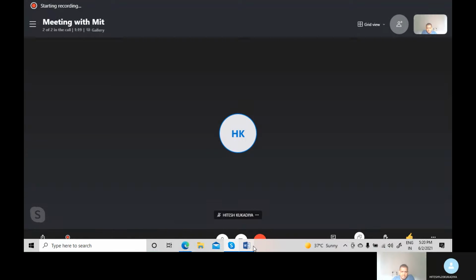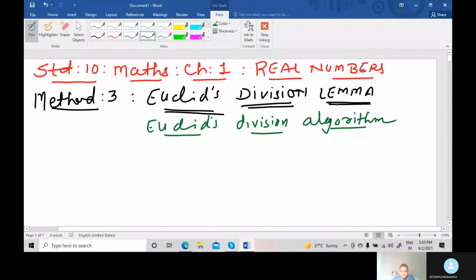In mathematics subject, chapter number 1, real numbers, we have completed 2 methods. Now we start the method number 3, Euclid's division lemma. Otherwise, you can say Euclid's division algorithm. Okay. Now first open your textbook.